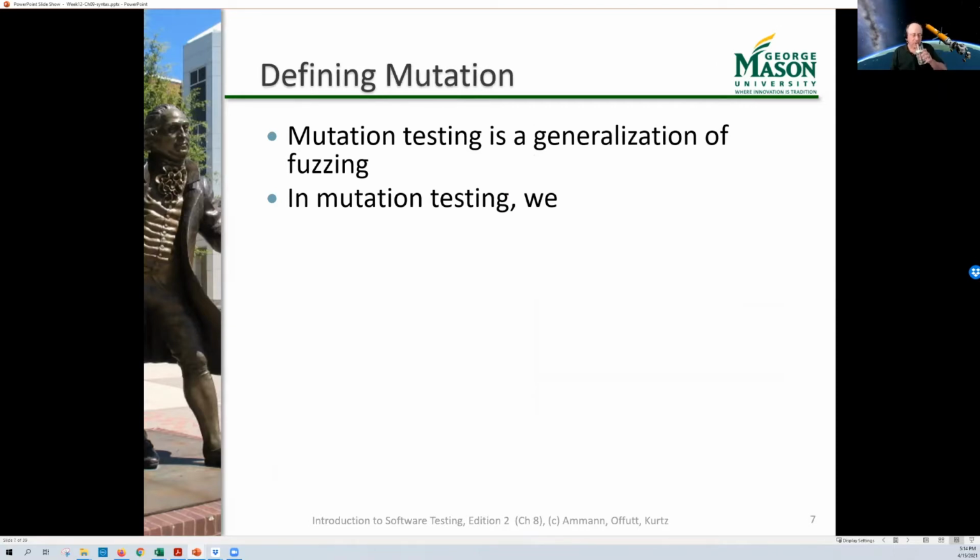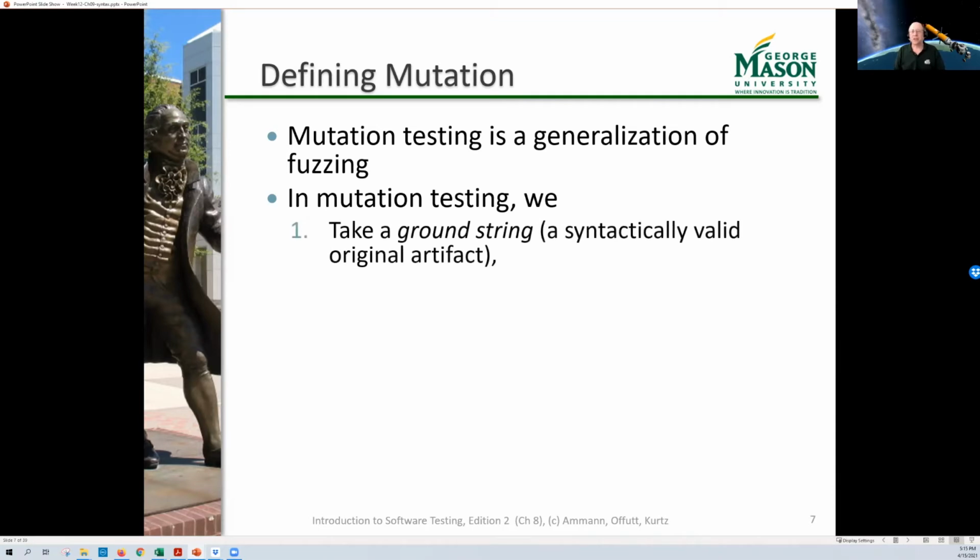And the next type of testing we're going to talk about is mutation testing. And this is what we're going to spend the bulk of our time on this week and next week. And you could view mutation testing as kind of a generalization of fuzzing. But instead of fuzzing data, we're actually going to be fuzzing the syntax of the program that we're testing.